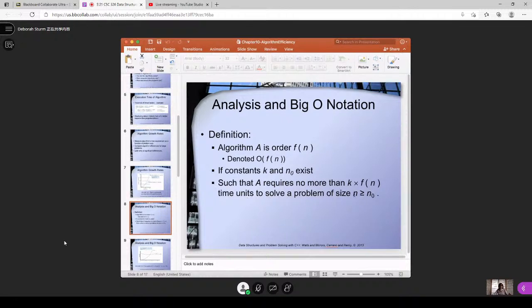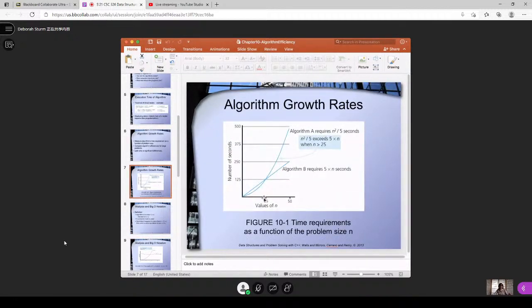And the time units to solve the problem, the size is going to be greater than n naught. So going back to our previous example, we're looking at greater than 25. When n is greater than 25, that's when it makes a difference. And the constant here was 5, and we're going to say that it's still O of f of n. So this algorithm B would be O of n, ignoring the 5. Algorithm A is going to be what? O of what? Anybody? Algorithm A is O of what? N squared. Exactly. Thank you.